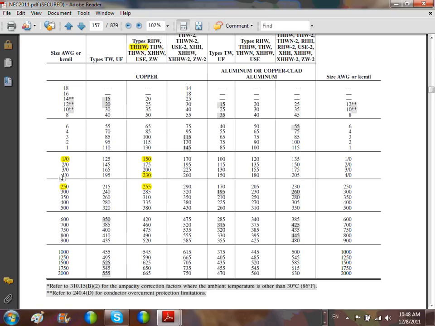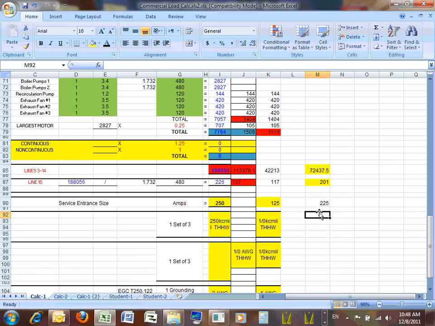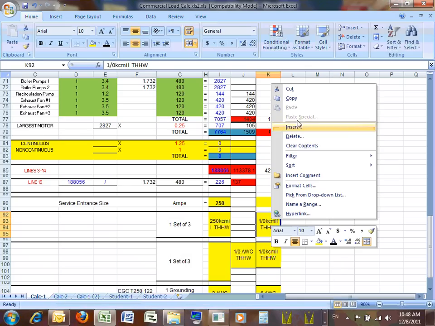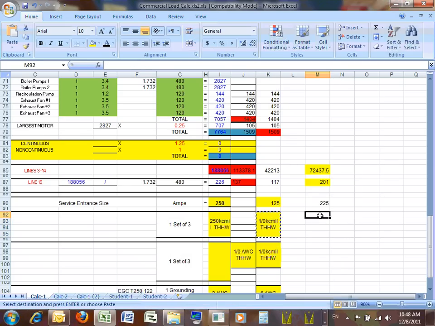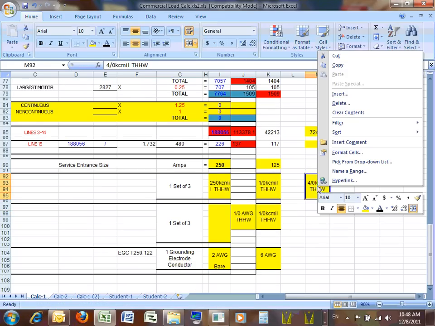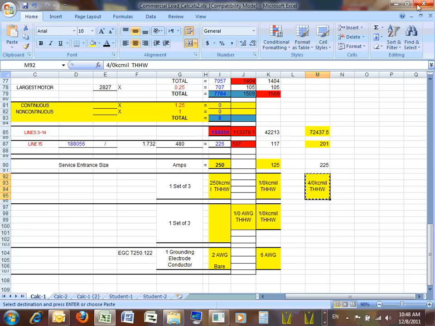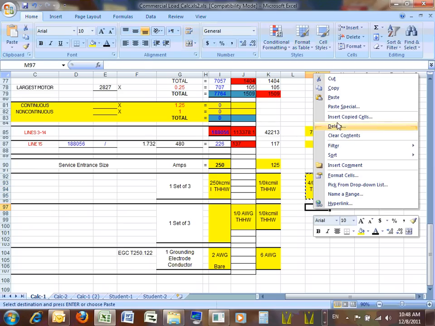It's 230, it'll give me 4-aught. Good, great, 4-aught. So let's grab this, copy it, and dump it right in here, and that will give me 4-aught. Great, so my lighting panel is 4-aught. Let's go to the neutral. Neutral, copy. All of them are going to be neutral, and bring it here.